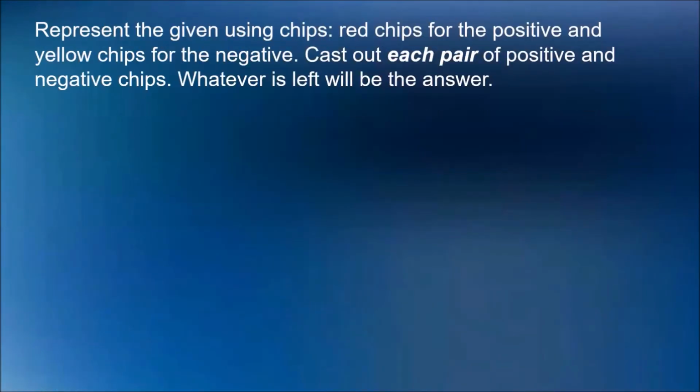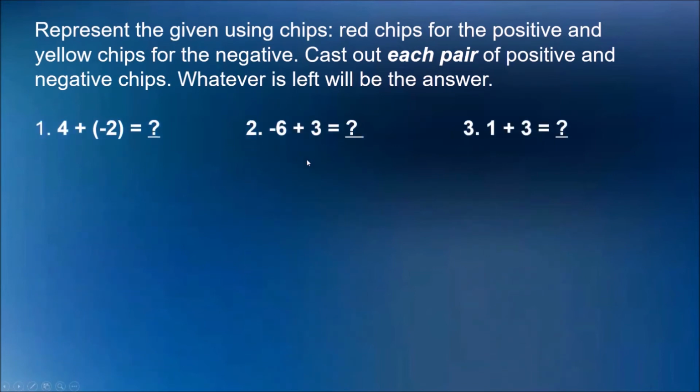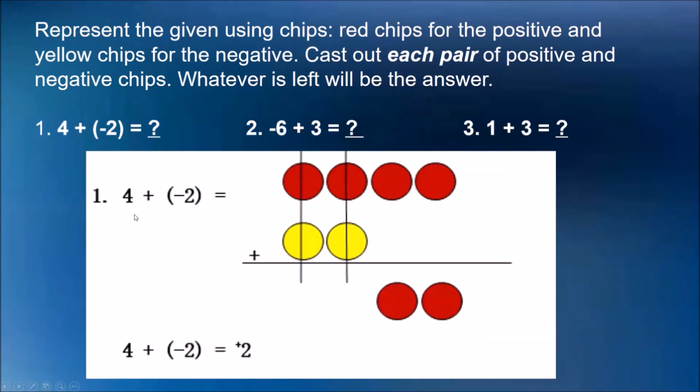We can proceed now in addition using the red chips or objects to represent the negative and the positive numbers. Red chips for the positive and yellow chips for the negative. Cast out each pair of positive and negative chips. Whatever is left will be the answer. So, we have 3 examples. Number 1, positive 4 plus negative 2.